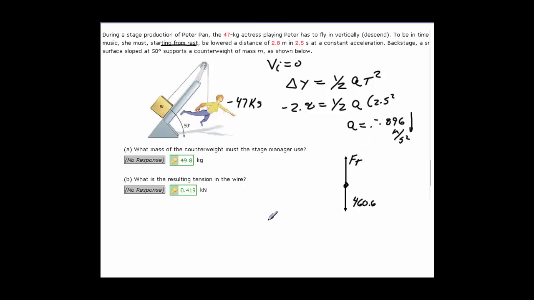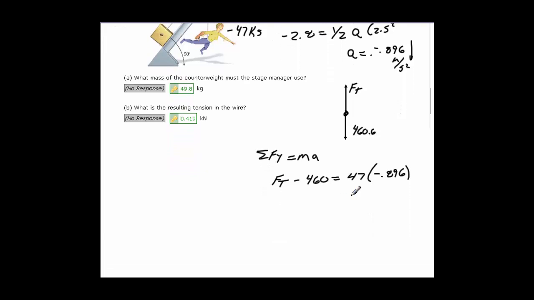Okay, and then we can just say the summation of forces in the y direction is equal to mass times acceleration. We've got the force T minus 460 is equal to the mass, the 47, multiplied by negative 0.896. Now at this point all you have to do is solve for F_t. F_t in this case will be about 418.5 roughly newtons. Alright, so that's how you get the tension. That one's pretty easy.